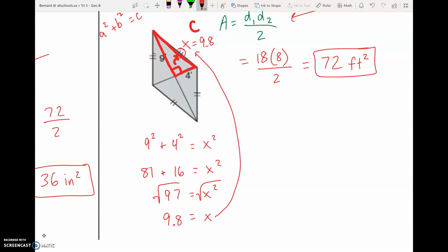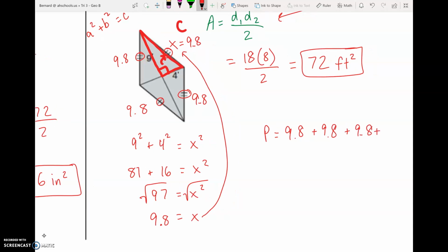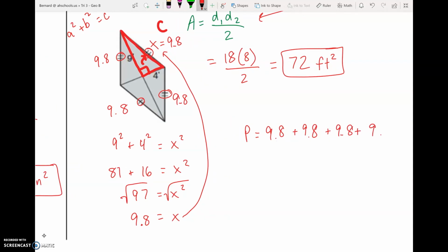And so remember, that's what X is. But again, remember, all 4 sides are the same. So if we found X was 9.8 there, this side has to be 9.8. And that side has to be 9.8. And this side has to be 9.8. And so our perimeter is going to be 9.8 plus 9.8 plus 9.8 plus a fourth, 9.8. Now, of course, you could always just do 9.8 times 4, and that's simple as well. But when we add all these together, we should get approximately 39.4 feet for the perimeter.